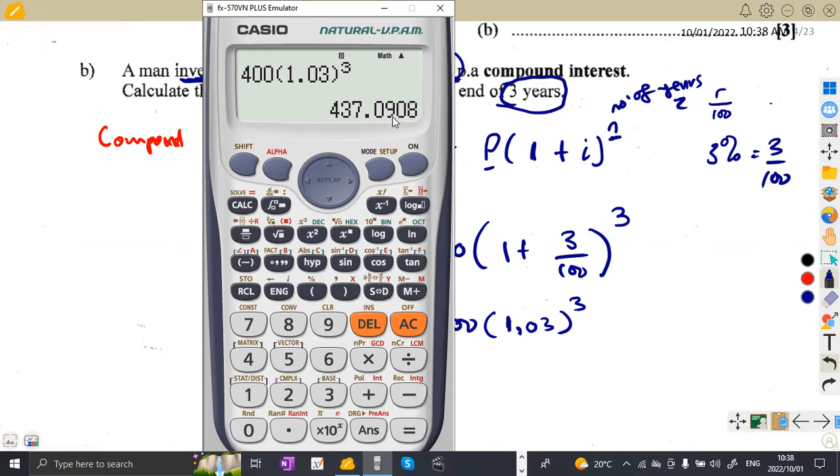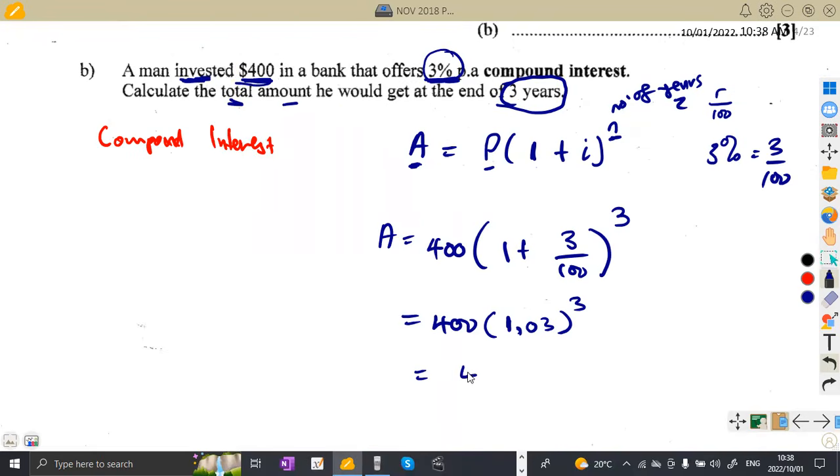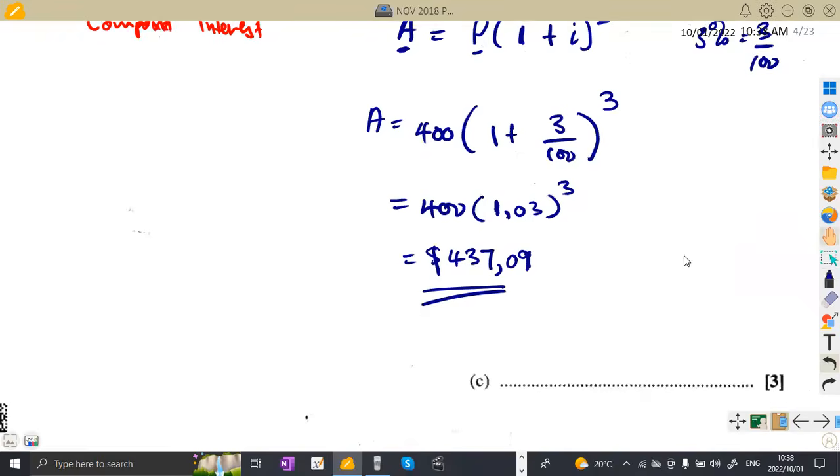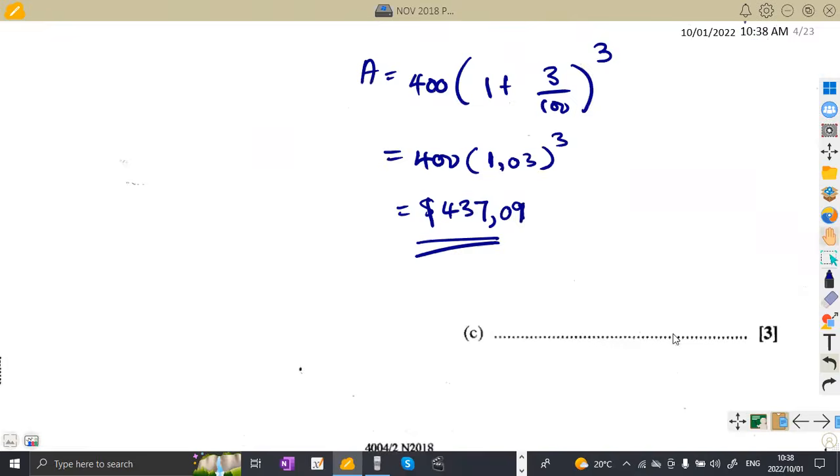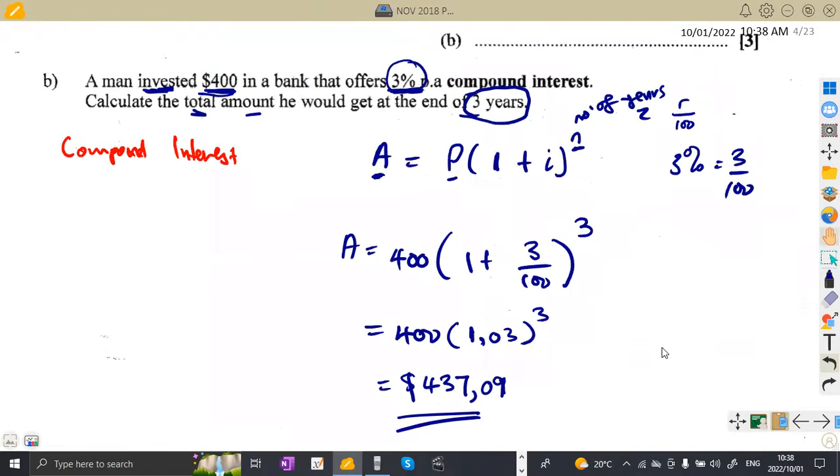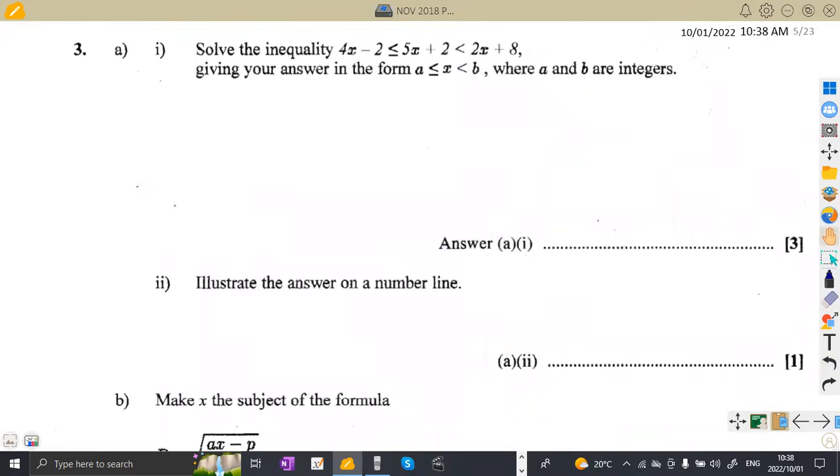So it's 437.09. Remember, this 0 cannot change. Remember to 2 decimal places. So it is going to give us $437.09 if you round off properly. So this is the total amount after 3 years that you are going to have in the bank account. So that was the consideration whenever you're dealing with compound interest. Know your formula and how to substitute into your formula.